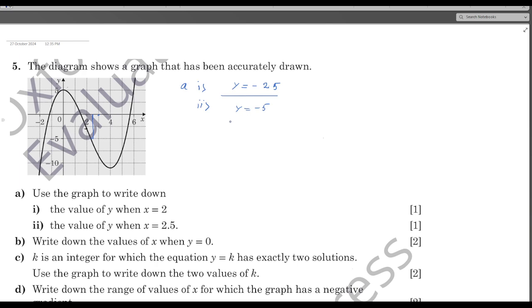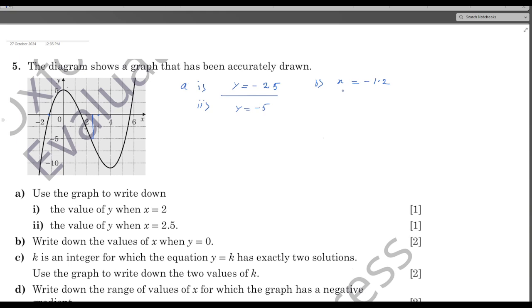So when y is 0, that means the graph is cutting the x-axis. So for B, write down the value of x. The value of x will be equal to, now it is cutting at this point, which is -1 and slightly lower side of -1. So I can say that it is minus 1.1 or 1.2.